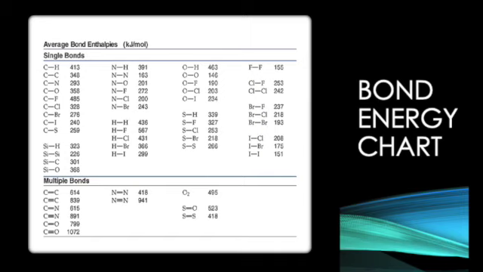How do we calculate the value for heat of reaction? There are many ways. But first of all, I would like to introduce to you the calculation for the heat of reaction based on the average bond enthalpies, or what we call them as the bond energy. As you can see on your screen, this is an example of the average bond enthalpy chart involving a few different examples of covalent bond.